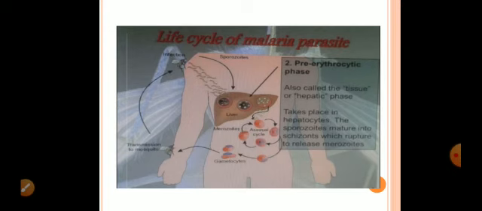The incubation period of each species is different. For Plasmodium vivax, it is 8 days. For Plasmodium falciparum, it is 6 days. For Plasmodium malariae, it is 13 to 16 days. For Plasmodium ovale, it is 9 days. The hypnozoites get stored in liver cells in vivax and ovale, and are responsible for relapse of the disease. Merozoites are liberated into the bloodstream.